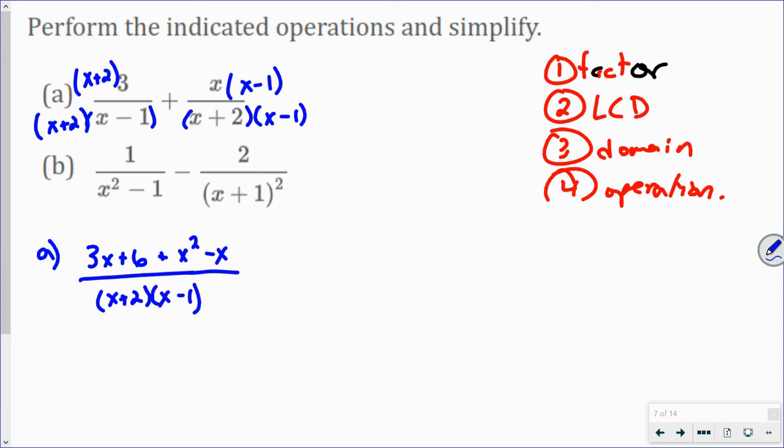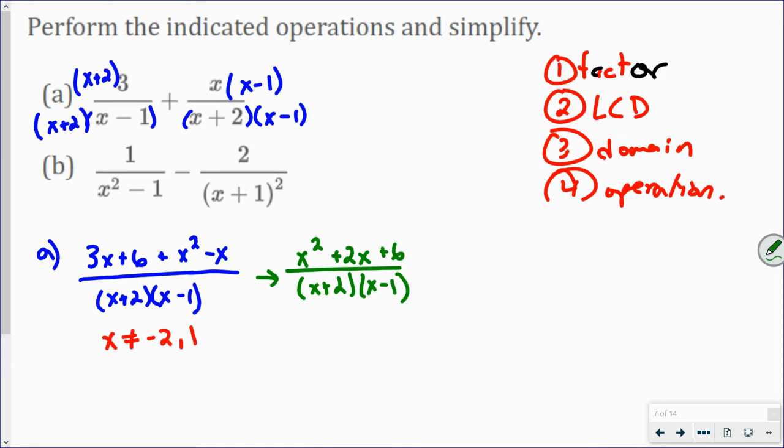Okay, I said look at domain. Well, again, in the bottom, you can't have 0, so that means x cannot be -2 and 1. In the top here, I need to kind of combine like terms and reorganize. So you have x squared, 3x minus x is plus 2x, and then you have plus 6 all over x plus 2, x minus 1.